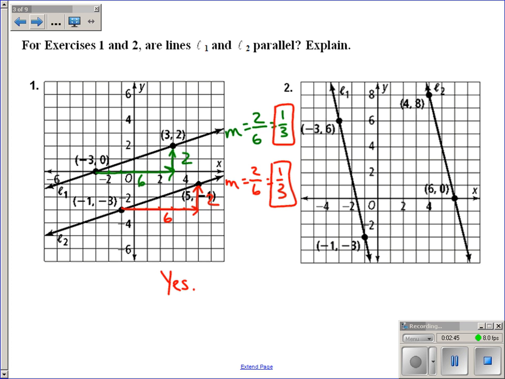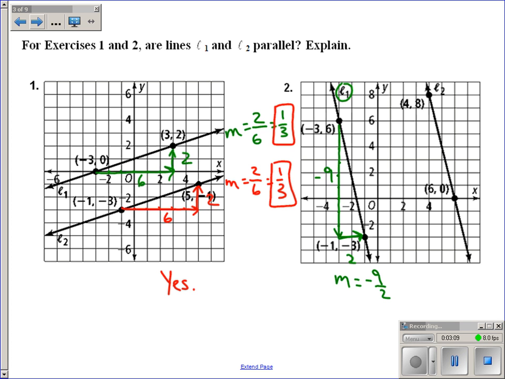Okay, let's try this one. In line 1, I'll go from left to right. My rise is negative. I'm going down 1, 2, 3, 4, 5, 6, 7, 8, 9, so -9. And my run is +2. And so my slope of this line is -9/2.